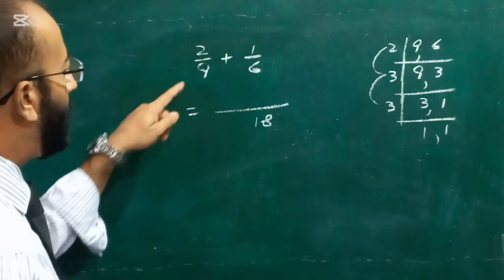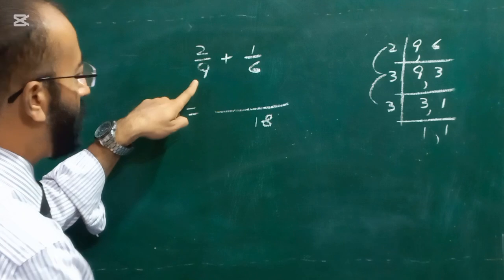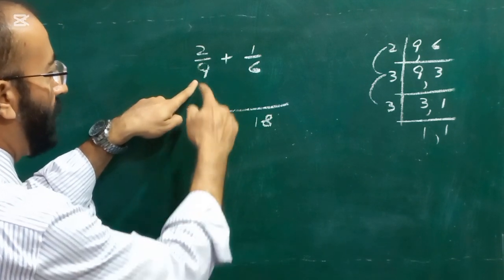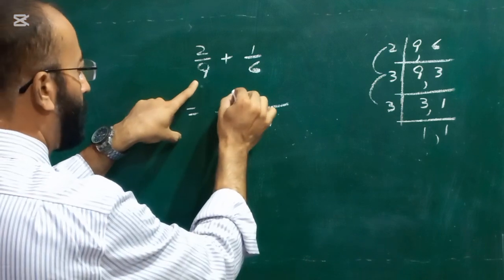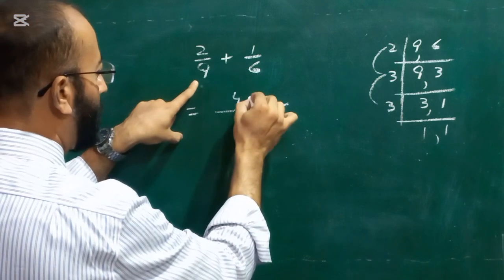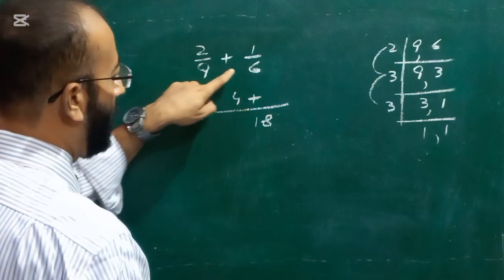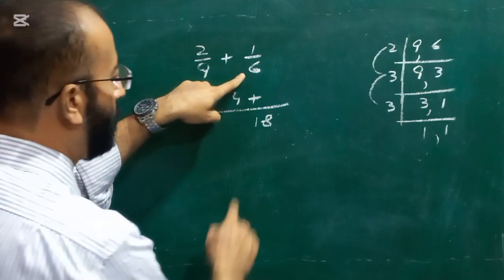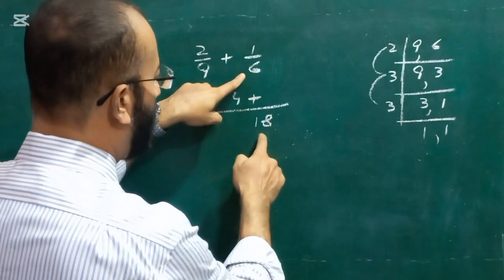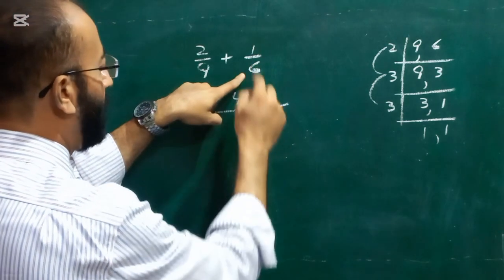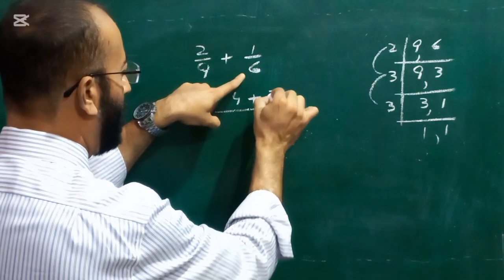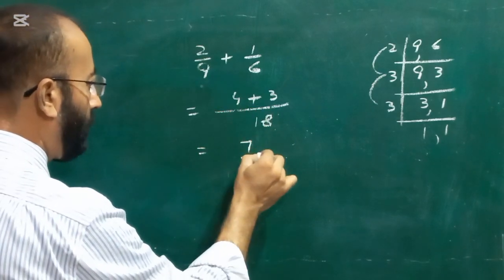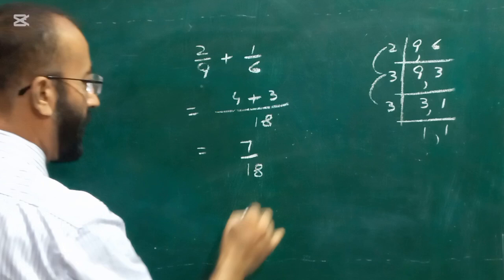So now we will read the table of the denominator of the first fraction to the number where 18 will come. So 9 2s are 18 and that 2 will be multiplied with the numerator of the same fraction. So 2 2s are 4. Now this plus sign will remain as it is. Now we will read the table of the second fraction's denominator to the number where 18 will come. So 6 3s are 18 and that 3 will be multiplied with the numerator of the same fraction. So 3 1s are 3. So now 4 plus 3 is 7 and this 18 will remain as it is.